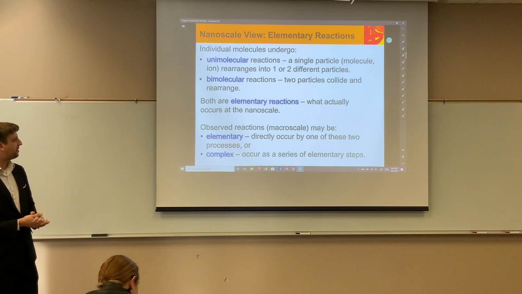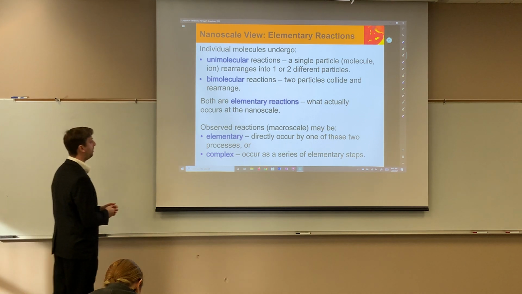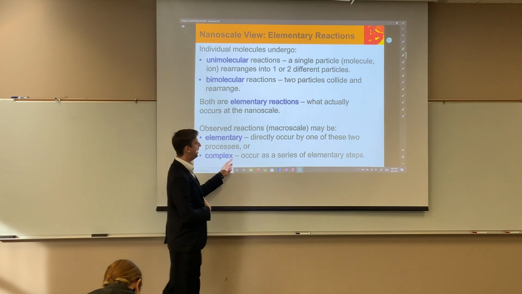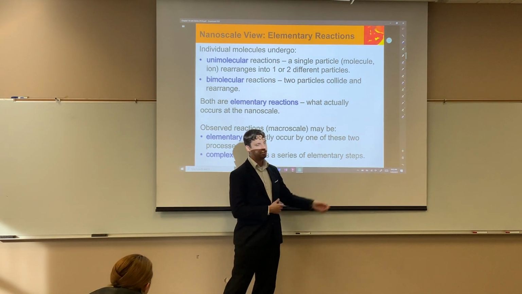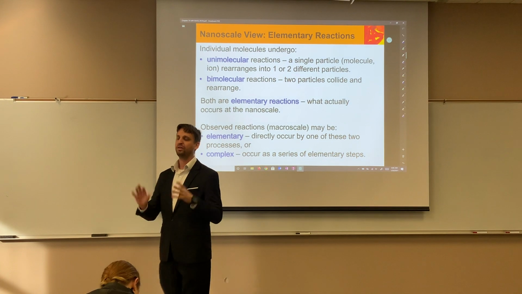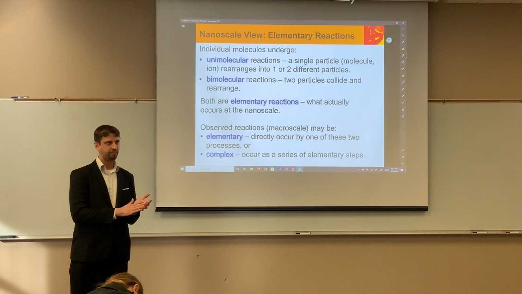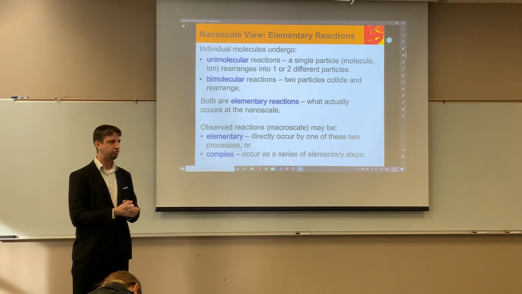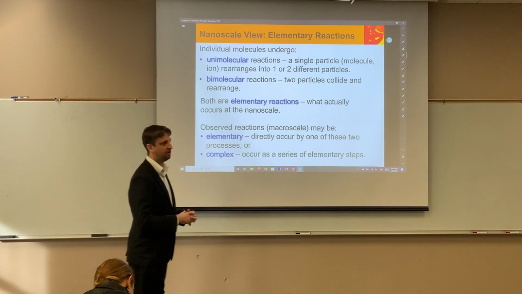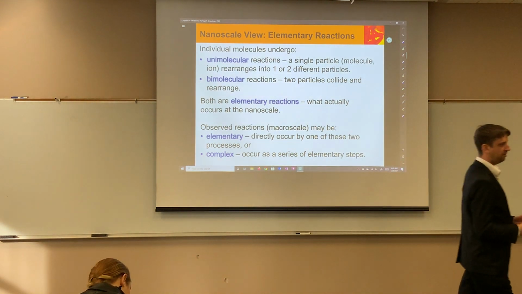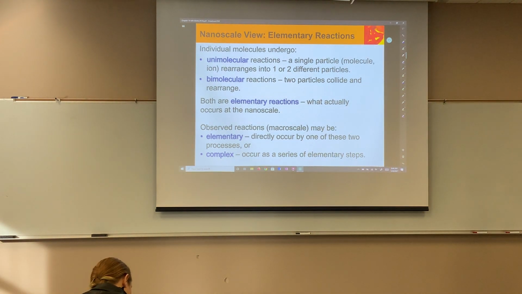Anyway, observed reactions on the macro scale are elementary or complex, but if we're talking about complex, we can basically say these are just a series of elementary steps. So what in the world does all this mean? If we take the most challenging of mechanisms, we can break it down into individual parts. That is all it's really trying to tell you guys.